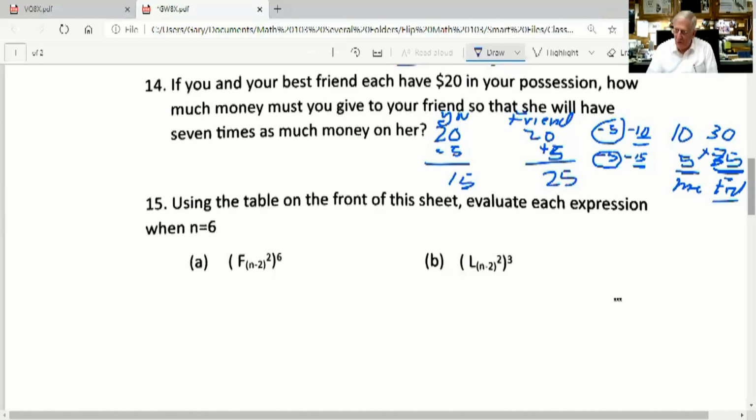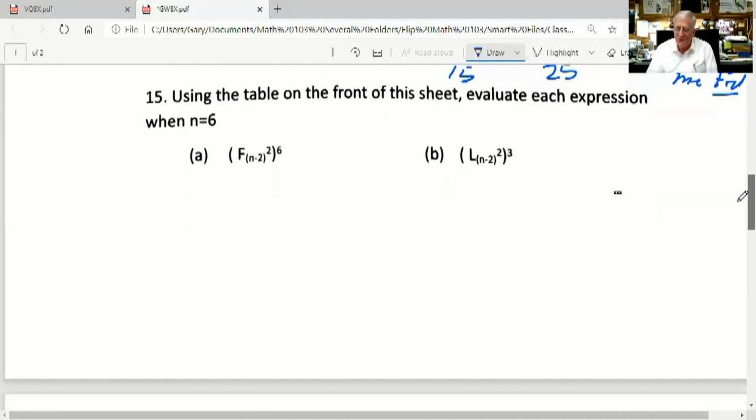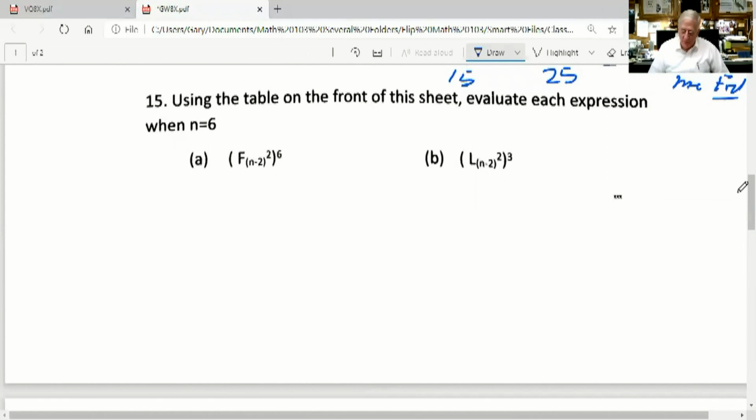All right, the last 2 questions on here involve the Fibonaccis and Lucas. And what I suggest you do is use your table that's on, I believe, the other side of the sheet, and work these values out. Now, you've got to be careful. I've said let n be 6 each time. I'm going to write that over here. N equals 6. So let's put the subscripts in there correctly.